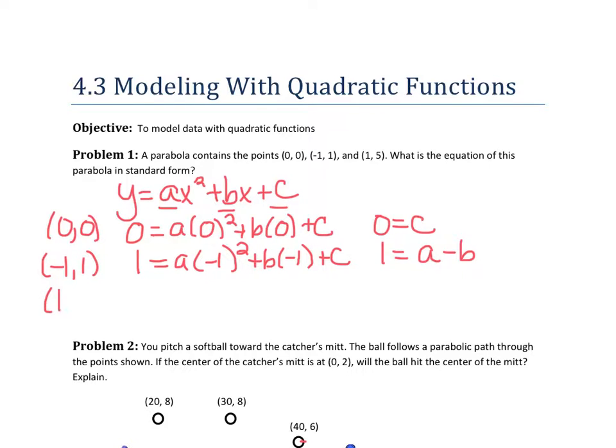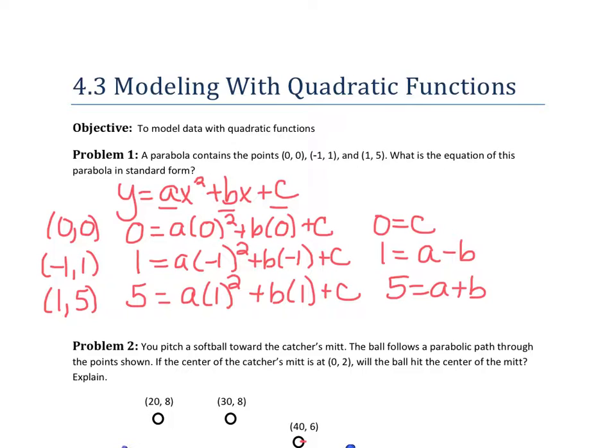And lastly, we have the ordered pair (1, 5). So you can see I'm just taking each ordered pair and substituting x and y with the appropriate value. And this one cleans up to be 5 equals a plus b. So our whole goal at the beginning was to find our three unknowns. We were able to find out that c is 0 right from that first equation, so that helped a ton.